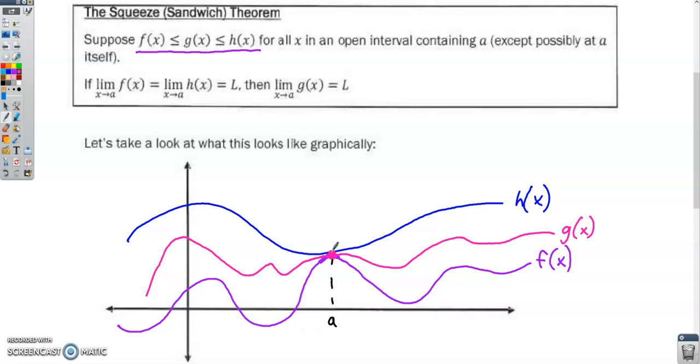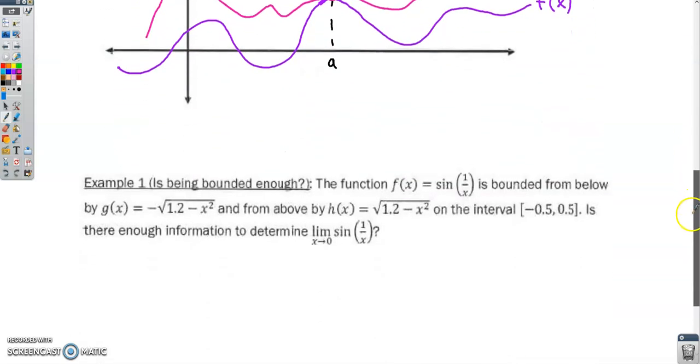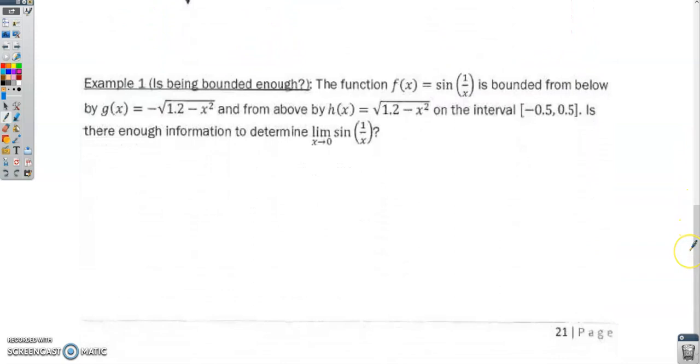Okay, let's move on to our first example. Is being bounded enough? The function f of x equals sine of 1 over x is bounded from below by g of x equals negative square root of 1.2 minus x squared, and from above by h of x equals square root of 1.2 minus x squared on the interval from negative 0.5 to 0.5. Is there enough information to determine the limit as x approaches 0 of the sine of 1 over x?